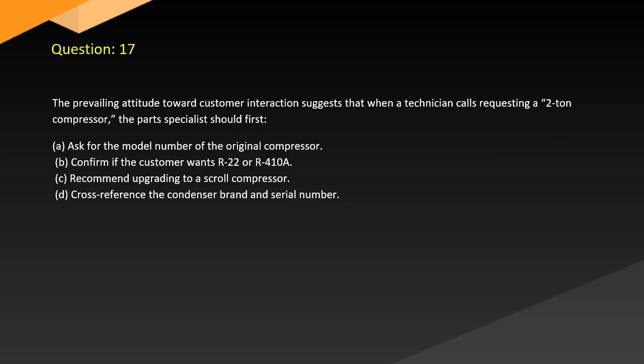Question 17. The prevailing attitude toward customer interaction suggests that when a technician calls requesting a 2-ton compressor, the parts specialist should first: A. Ask for the model number of the original compressor. B. Confirm if the customer wants R22 or R410A. C. Recommend upgrading to a scroll compressor. D. Cross-reference the condenser brand and serial number.